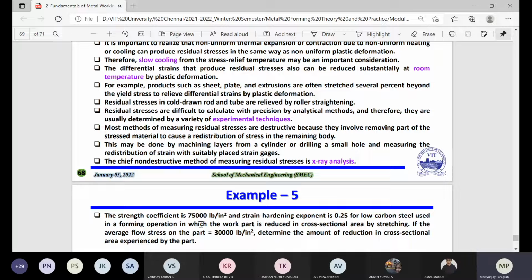The strength coefficient is 75,000 pound per inch square, and the strain hardening exponent is 0.25 for low carbon steel used in a forming operation in which the work part is reduced in cross-sectional area by stretching. If the average flow stress on the part equals 30,000 pound per inch square, determine the amount of reduction in cross-sectional area experienced by the part.